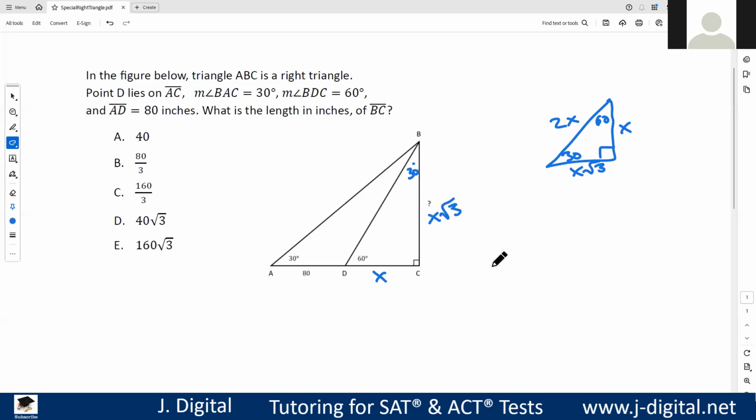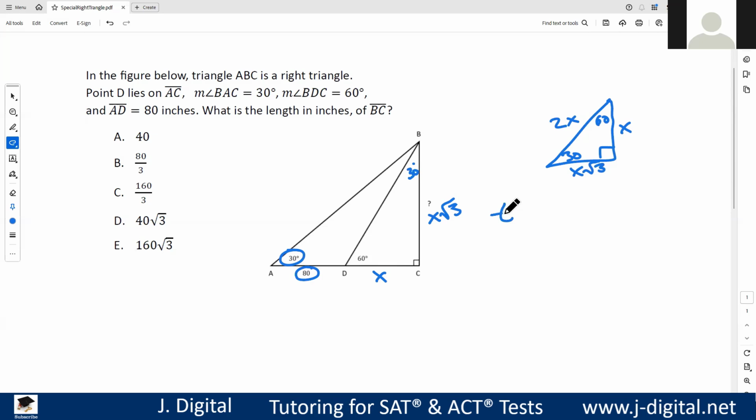Okay, so we have a triangle, we have degrees. So you should be thinking SOHCAHTOA, Pythagorean theorem, along those lines. Here we're going to figure out BC, so we do need to figure out what x is. We have this 30 degree angle here. We know it's 80 between A and D. So we can set up a trig ratio here. We have the two legs of the triangle, so we can use tangent.